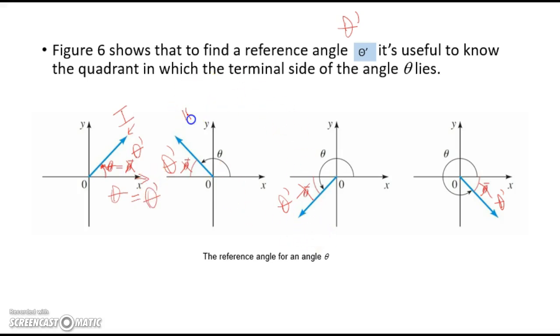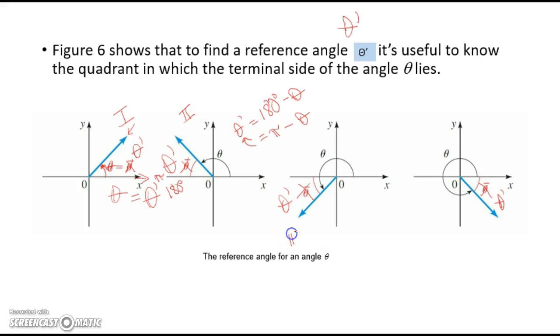In quadrant 2, we're going to be closest to the x-axis at pi, or at 180 degrees, whichever you're comfortable with. So we're going to find theta prime in quadrant 2 by taking 180 degrees and subtracting theta, or in radian measure, we would take pi and subtract theta, and that's how we would find the reference angle.